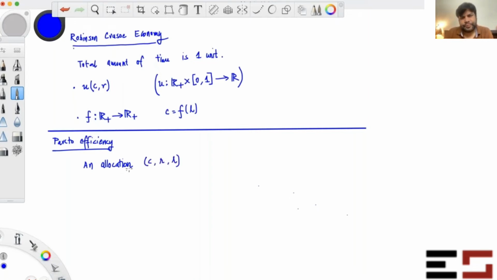C, R, L star, is said to be Pareto efficient if it solves the following maximization problem.